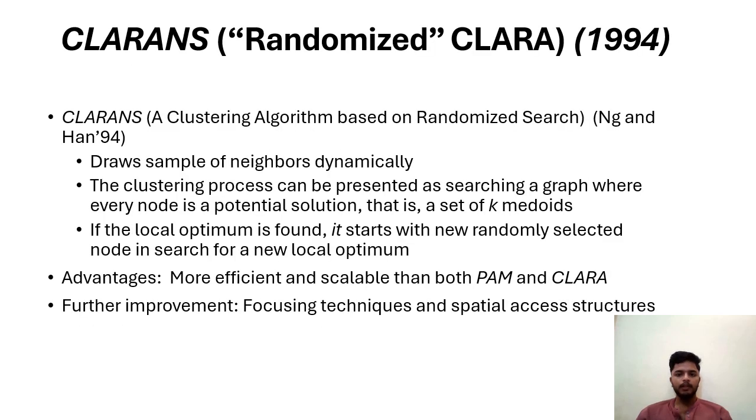CLARANS, randomized CLARA, 1994, a clustering algorithm based on randomized search. Ng and Han in 1994 draw a sample of neighbors dynamically. The clustering process can be presented as a graph where every node is a potential solution, that is, a set of k medoids. If a local optimum is found, it starts with a new randomly selected node in a search for a new local optimum. Advantages: more efficient and scalable than both PAM and CLARA. Further improvement: focusing techniques and spatial access structures.